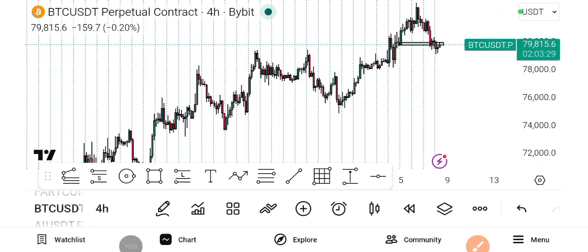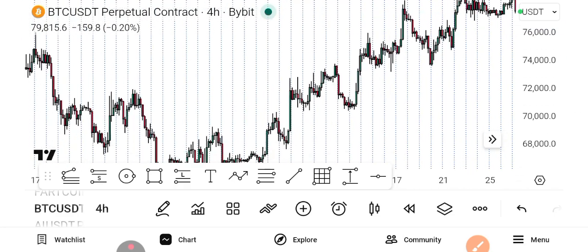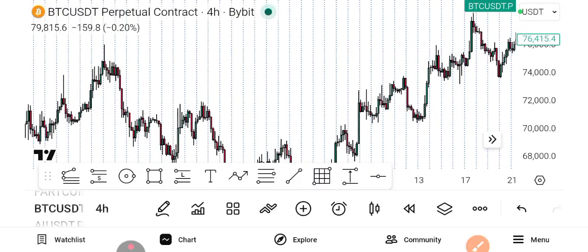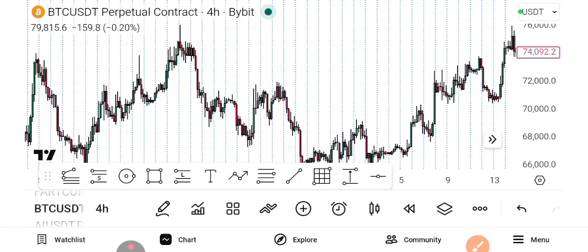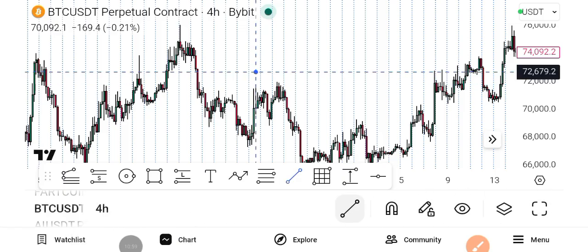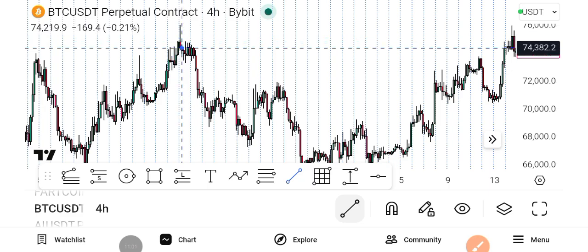All right, so let's look for the first one. We are going to be looking for a bearish pin bar. Okay, so let's do this now. Let's just check. All right, I've seen one here. So this is it here.